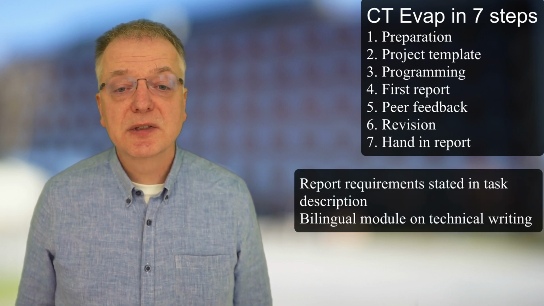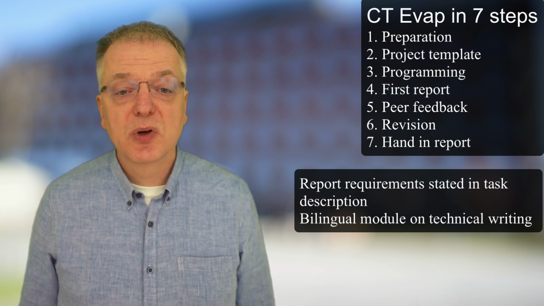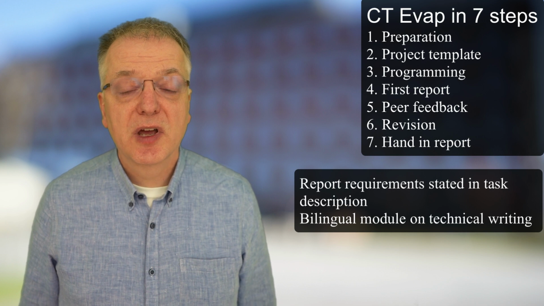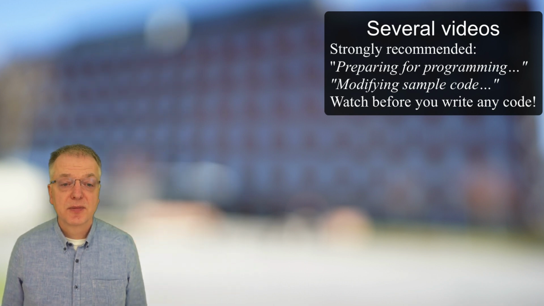Report requirements are stated in the task description. There is also a bilingual module on technical writing on the course web that might help you. We have recorded a number of videos explaining the routines used in exercise 5.7 and giving some general hints on how to code in Python. Even if you are very good at writing Python code, we strongly encourage you to watch the Preparing for Programming and the Modifying Sample Code videos before you write any Python code for this task.